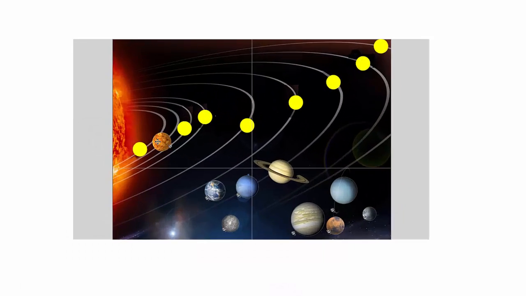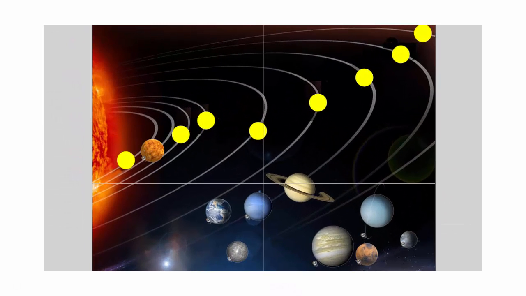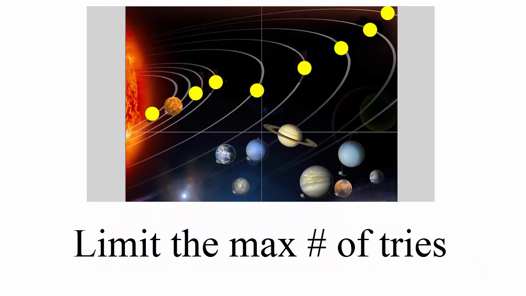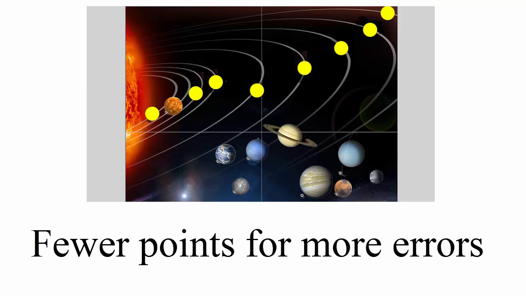So you need to design a lesson in a way that prevents learners from using a trial and error strategy, like limiting the max number of tries or giving progressively fewer points for making more errors. Whew, so that's it. Now you know there are two types of feedback, corrective and explanatory. Next time you make a lesson or test, make sure to think about which feedback to give and how it should be given.